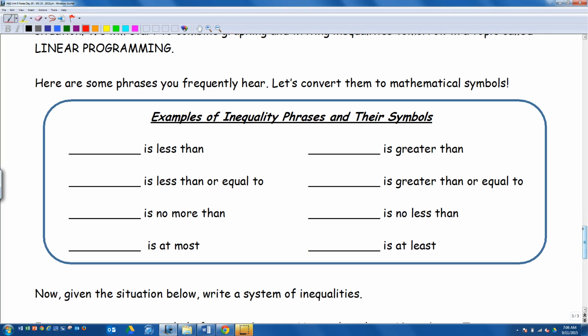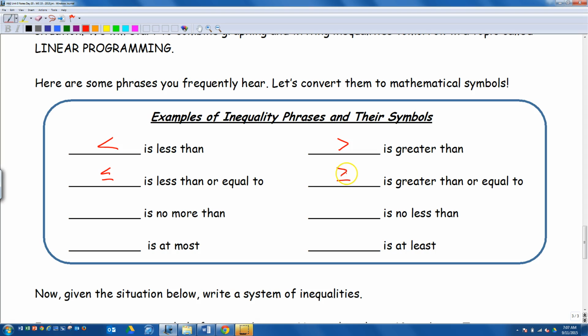But here's what you're going to hear in your questions and we can convert them to symbols. And it's basically just kind of thinking about it. So "is less than." If I say x is less than, that usually means it's going like that, because then we'd have x less than something. Greater than would go like that. Less than or equal to is that way. If you hear greater than or equal to, it's that way.